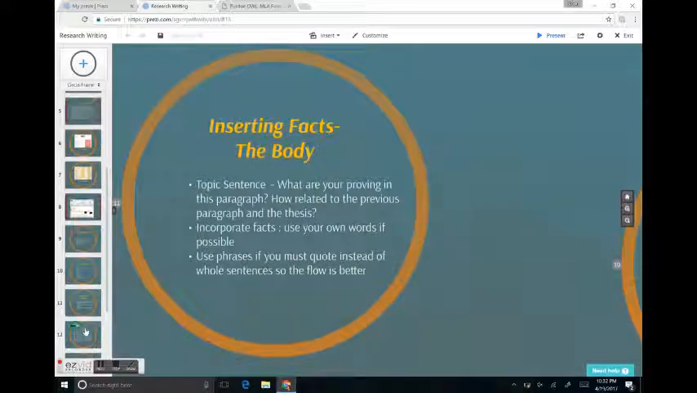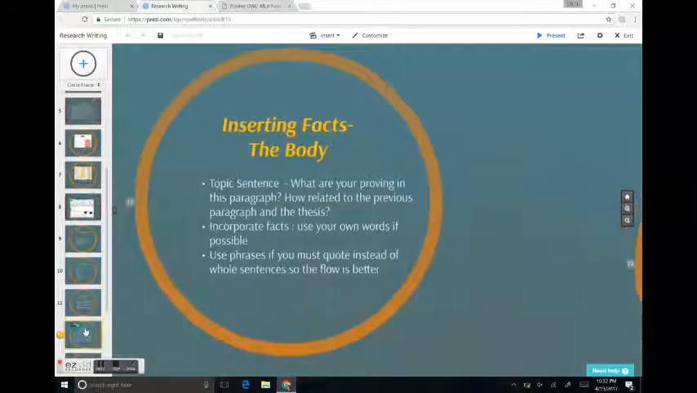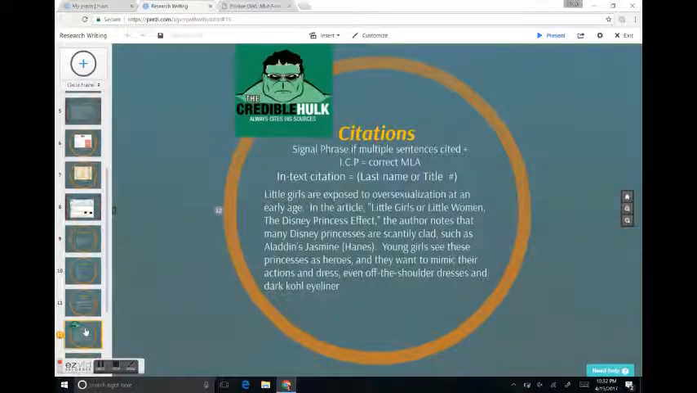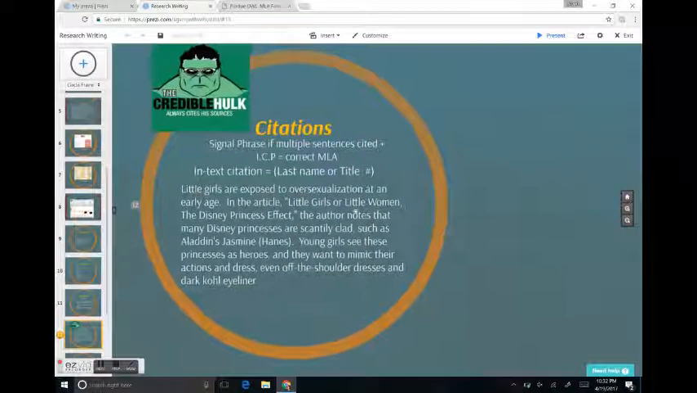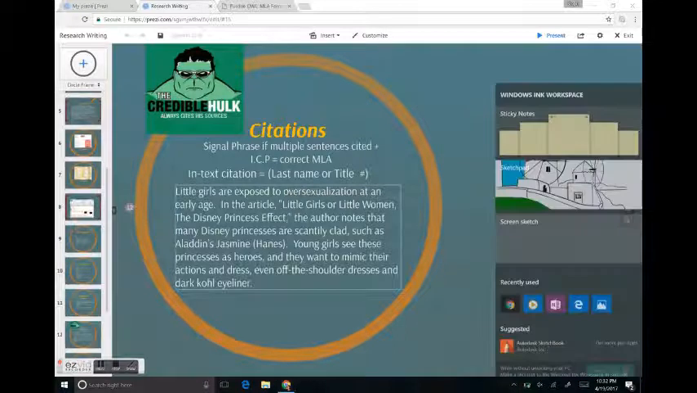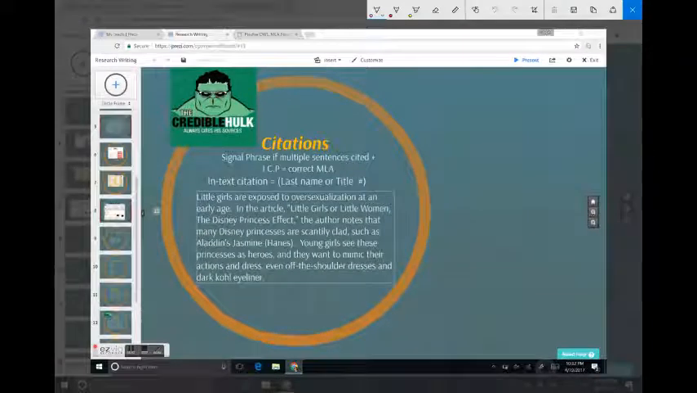Now, specifically, how do you use these facts? How do you put them in your paper in an appropriate way so that you don't plagiarize? Okay, so here's what you need to know. This is the key right here, how to do an in-text citation.